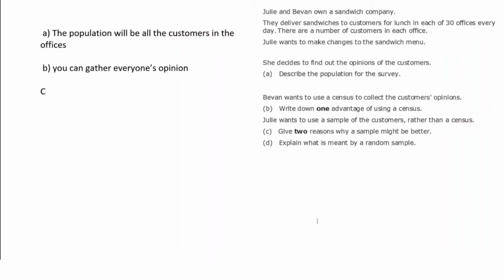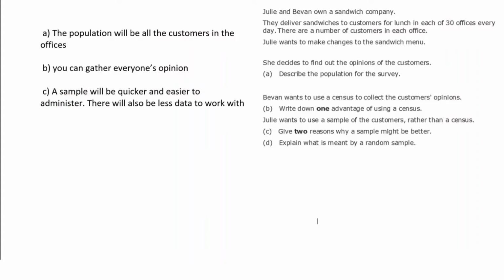Even though that's the advantage of using a census, Julie decides that she wants to take a sample. What are the reasons, so 2 reasons, why she might go ahead with a sample instead of a census? Well, if we're collecting a sample, then there's going to be less data to deal with, which does mean that it's going to be a quicker process than collecting information from a census. The sample itself should be easier to administer, and there's going to be less work to do, less processing of the data. So those are the reasons why she might opt for the sample.